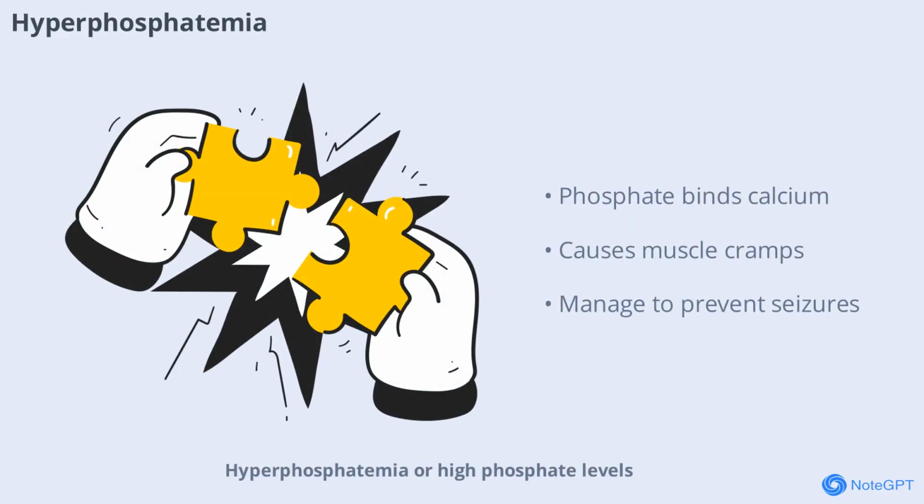Hyperphosphatemia, or high phosphate levels, occurs when phosphate is released from lysed tumor cells. This can lead to secondary hypocalcemia, as phosphate binds to calcium in the blood. Symptoms may include muscle cramps, tetany, and seizures. Managing phosphate levels is essential to prevent these complications and maintain metabolic balance.